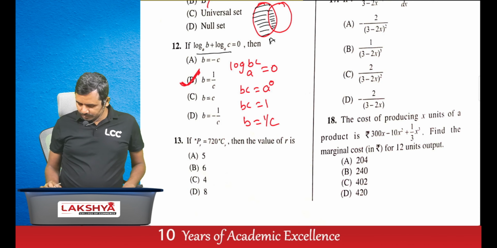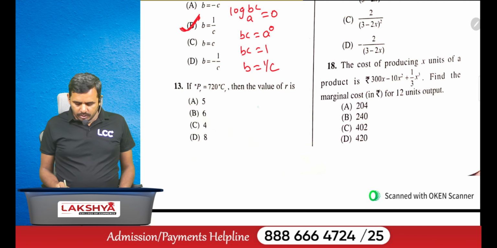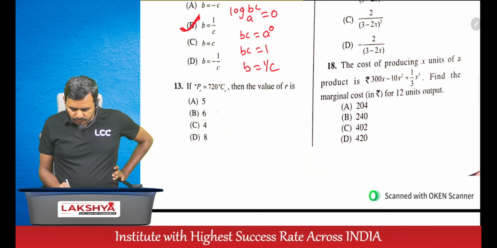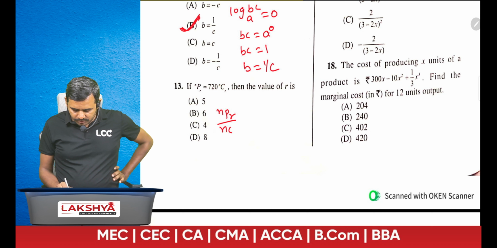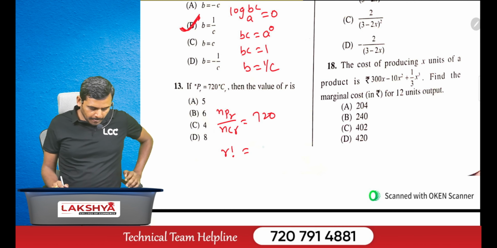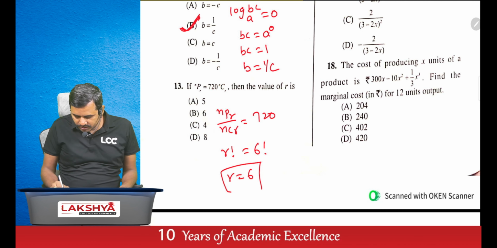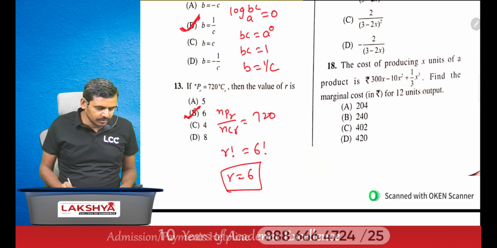Okay. Next, NPR is equal to 720 into NCR. Then the value of R is, we know that NPR by NCR is equal to 720. Therefore, R factorial is equal to, okay, write this as 6 factorial. Hence, R is equal to 6. The right answer is B.